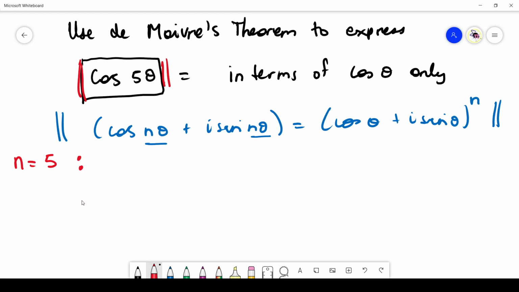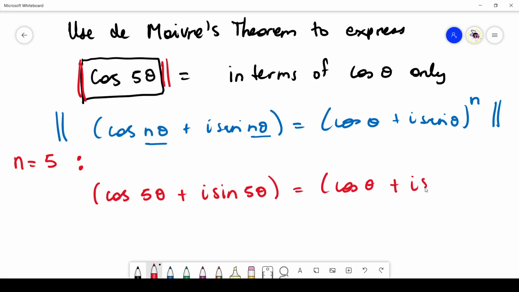And if n has a value of 5 in this question, that means our de Moivre's theorem is going to look as follows. You'll have cos 5 theta + i sin 5 theta on one side, equal to (cos theta + i sin theta) all to the power of 5. And of course we have an equation here, a left-hand side and a right-hand side.